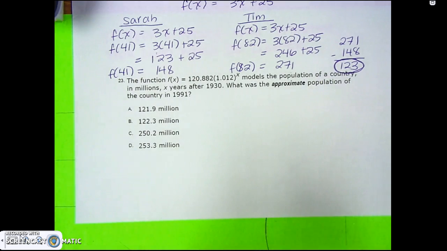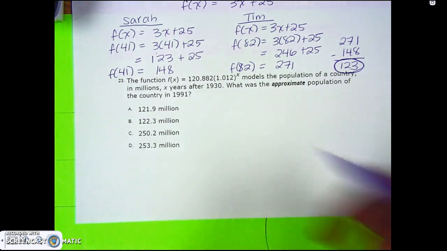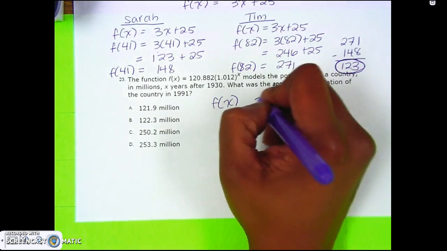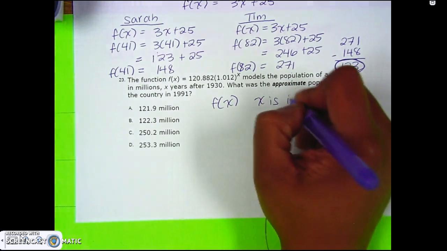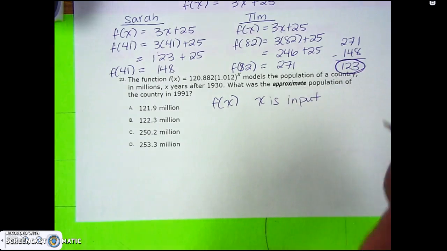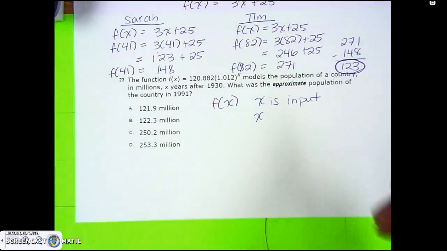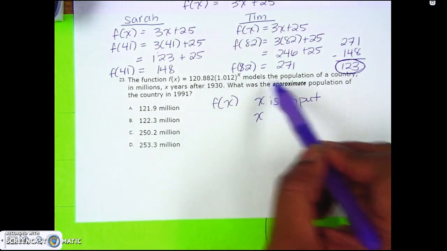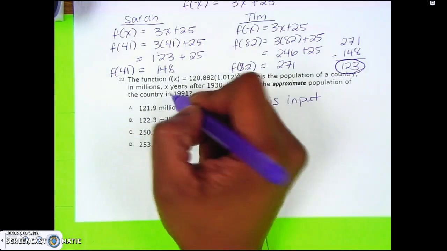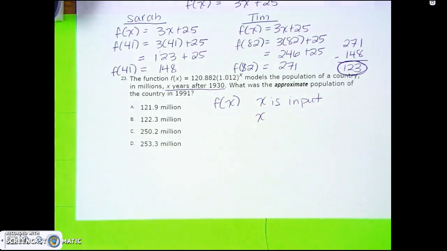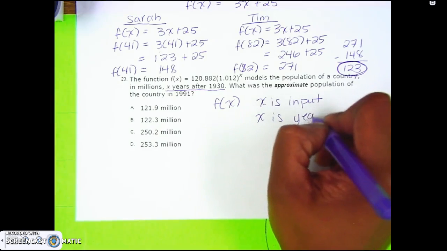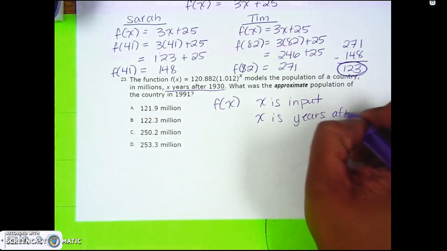Alright, so first thing is read the problem. We did that. And now define your input. So our input from our function is x. Now we need to determine what x represents. It says that the function models the population of a country x years after 1930. So x is years after 1930.